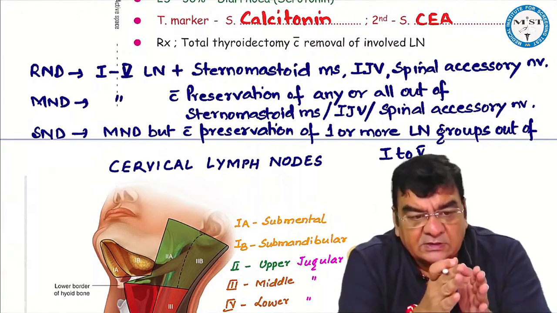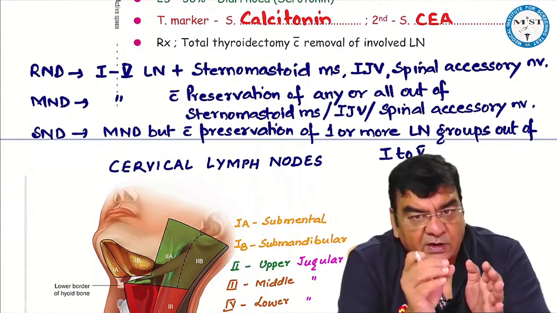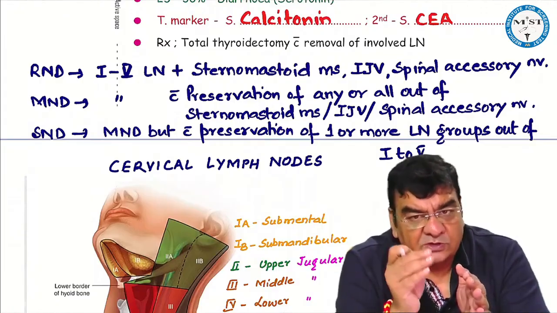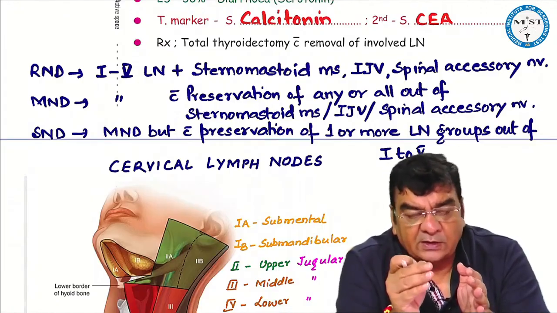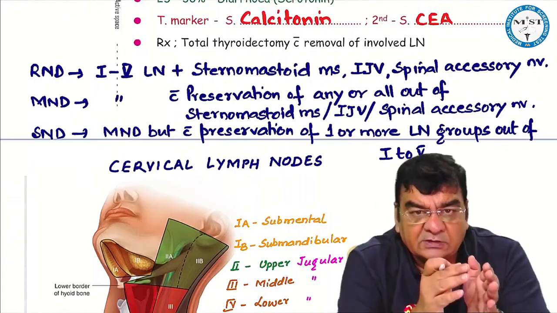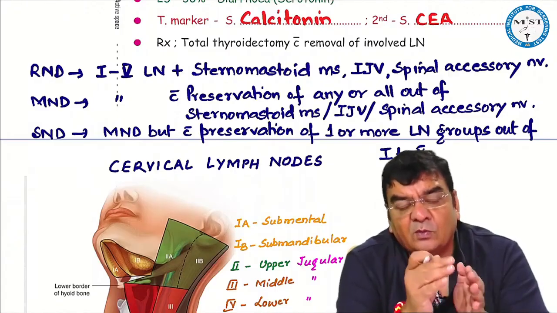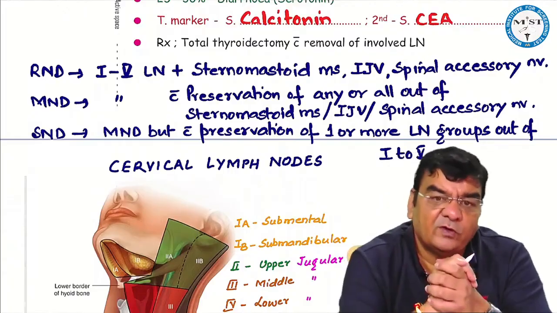Modified neck dissection is the same as radical neck dissection, but with preservation of one or more of the sternomastoid, internal jugular vein or spinal accessory nerve. Selective neck dissection is the same as modified neck dissection, but with preservation of one or more lymph node groups from 1 to 5.